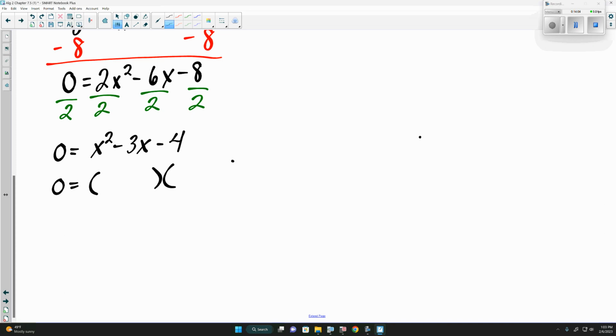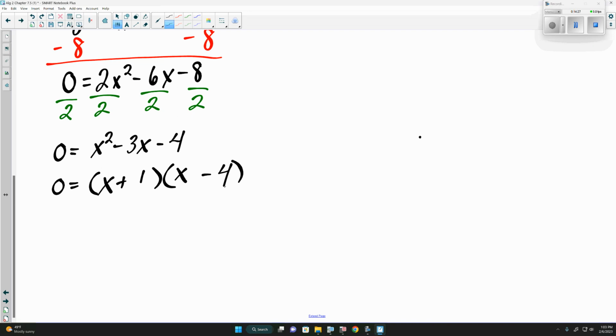So we do our 2 sets of parentheses with 3 spaces. Since the 4 is negative, our signs are opposite. Factors of x squared are x and x. Factors of 4 are 1 and 4 or 2 and 2. We're going to want 1 and 4, and the 4 will need to be negative.